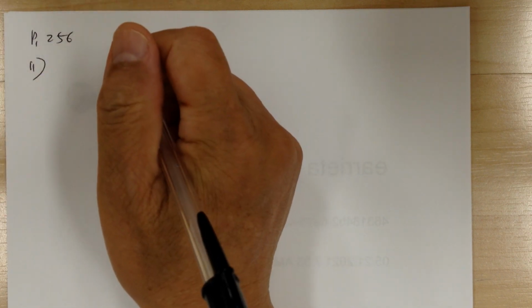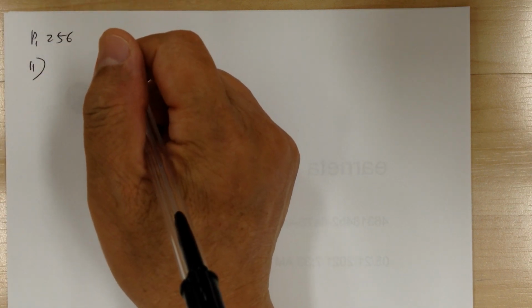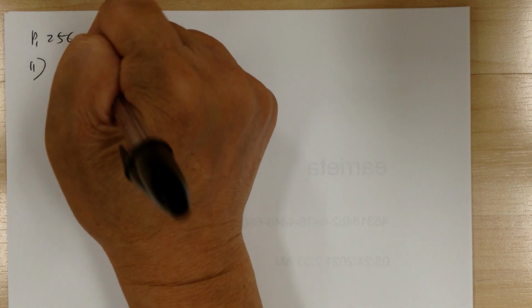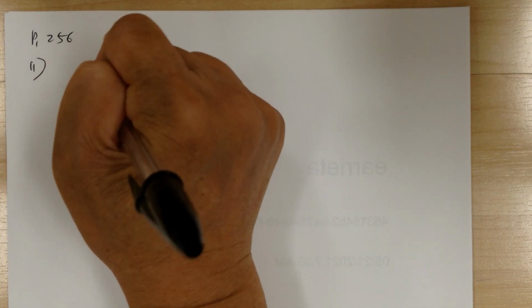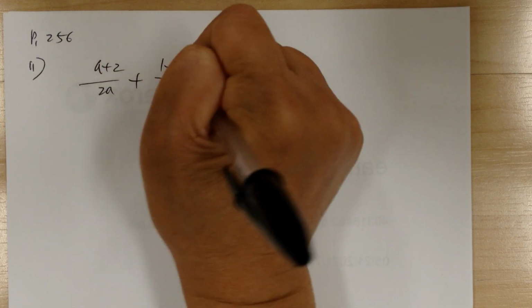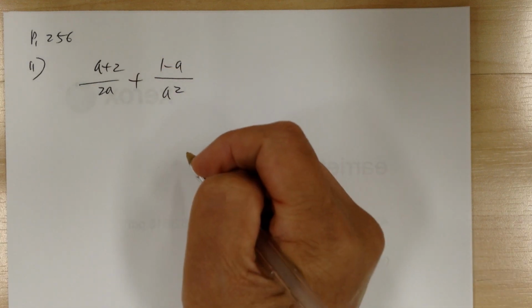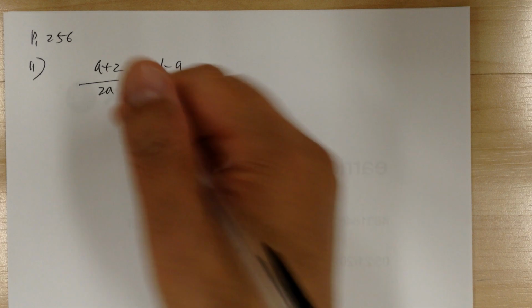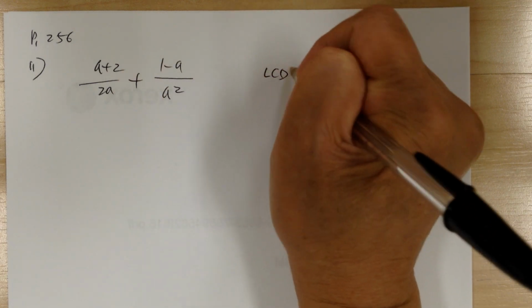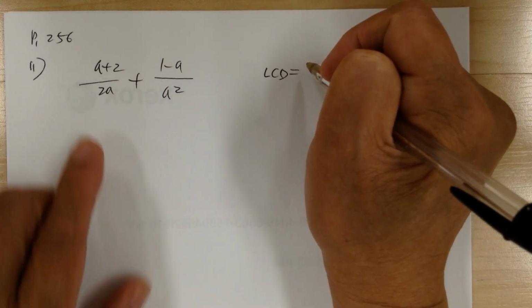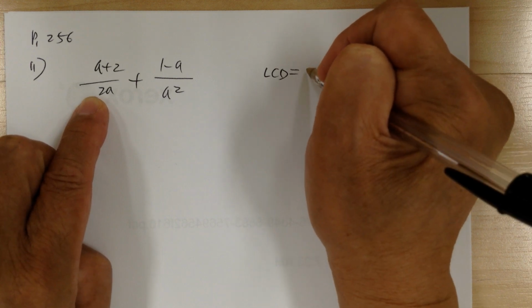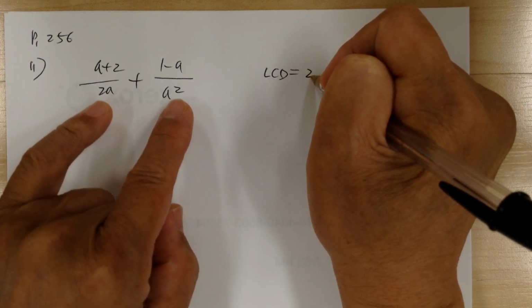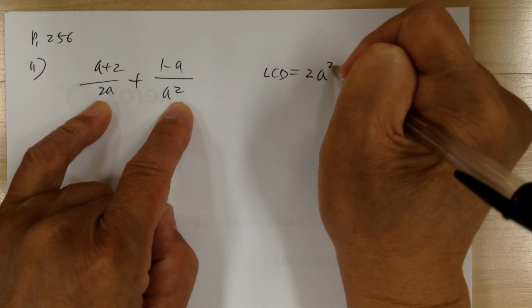Okay, let's go to page 256, and this is number 11. Okay, so you want to simplify a plus 2 over 2a plus 1 minus a over a squared. So first, you need to get your LCD. So the LCD is, you go number first, so it'd be 2, and you go down the alphabet, a and a squared, you have to take the higher exponent.